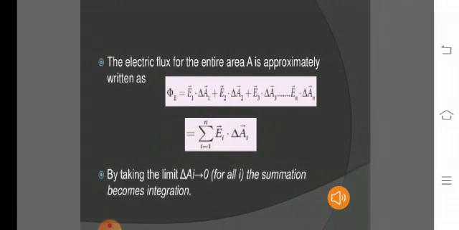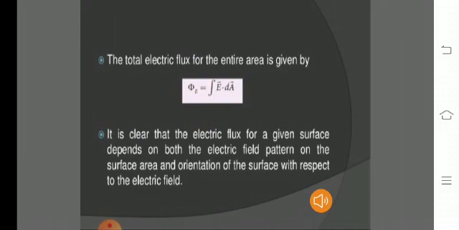Now if we take the limit where ΔAi tends to 0 for all i, the summation becomes an integration. So the total electric flux for the entire area is given by Φ_E is equal to the integral of E vector dot dA vector. From this, the electric flux for a given surface depends on both the electric field pattern on the surface and the orientation of the surface with respect to the electric field.